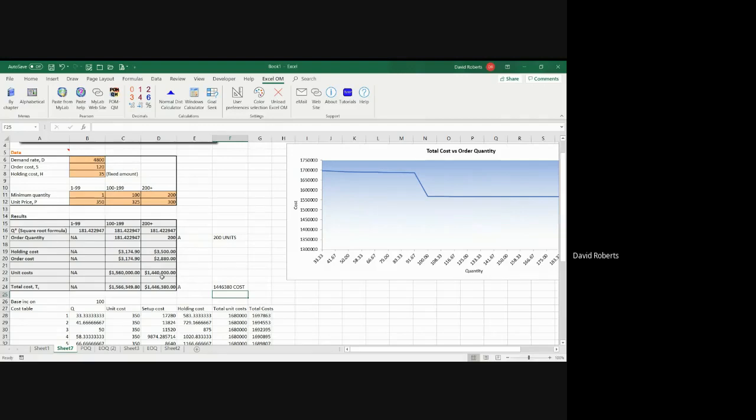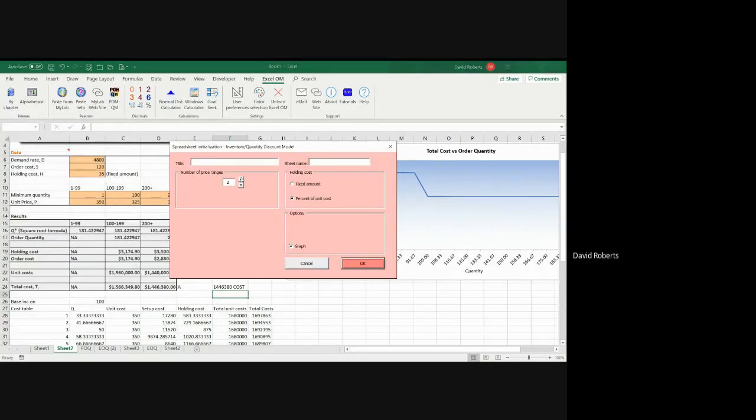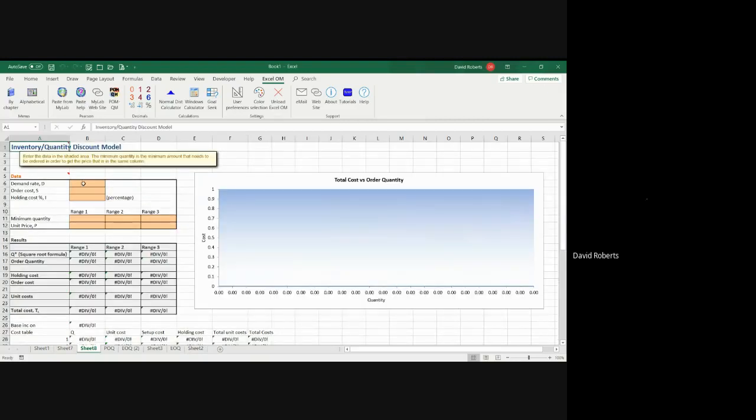So in part B, it asks us to do the same thing, except this time we have a 10% holding cost. So we go back to the chapter. We select quantity discount. You already know that this is 3. We leave the percentage of unit cost alone this time. So the demand is, again, you could just put in the 4,800 on your own. The ordering costs remain the same at $120, and the holding costs are 10%.